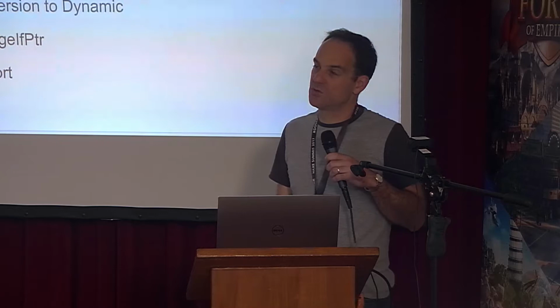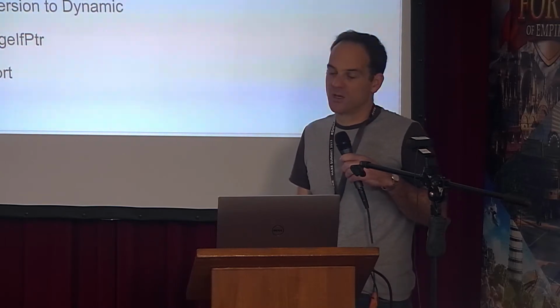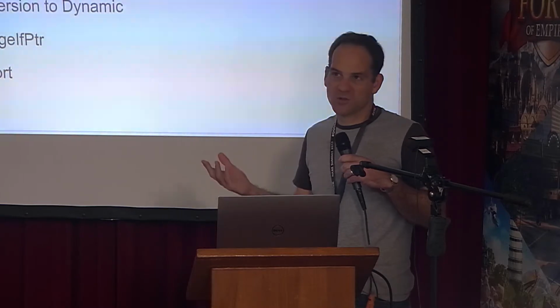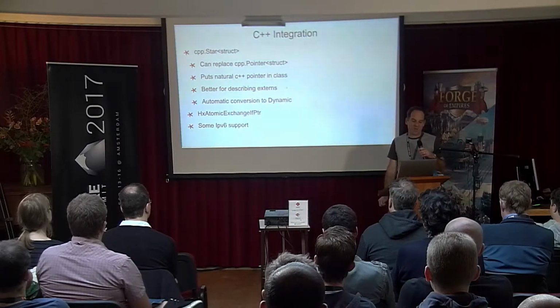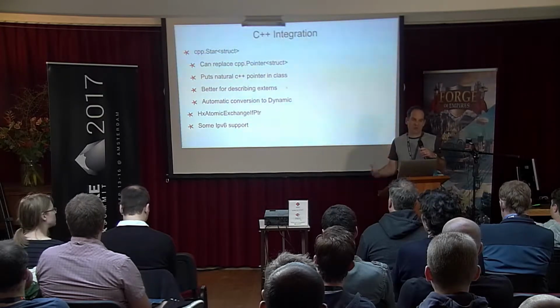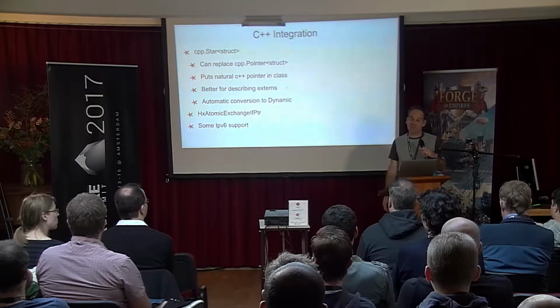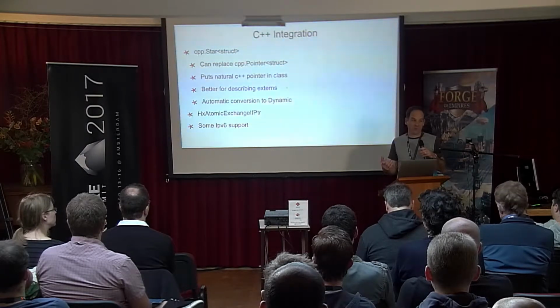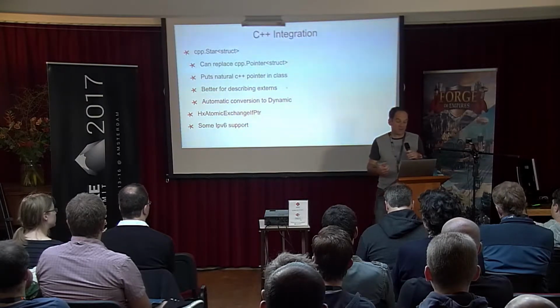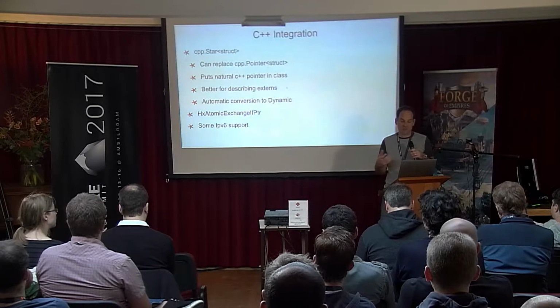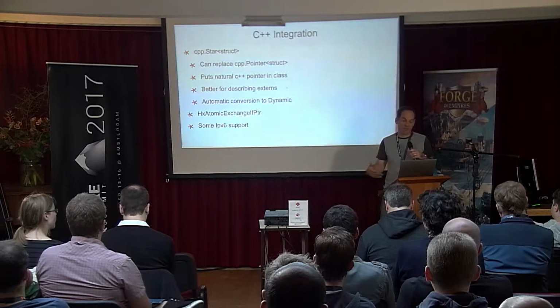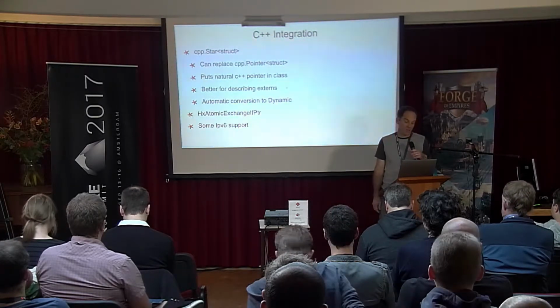This used to be an issue with dynamic, because if you try to convert an int star to a dynamic, it would go through the bool conversion and you end up with true or false, which is not really what you want. But now I've instrumented the Haxe code so that it'll stick these automatic conversions in and actually convert from the star to the pointer wrapper, so that you can pass it through dynamic and then get it out the other end.